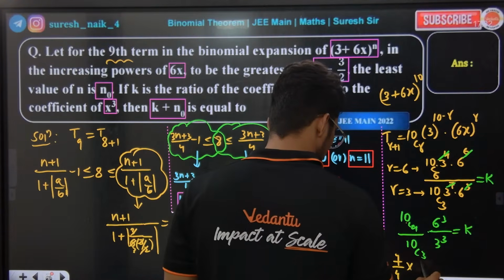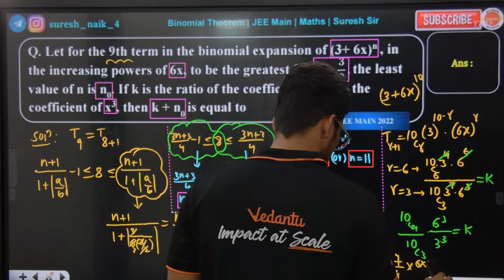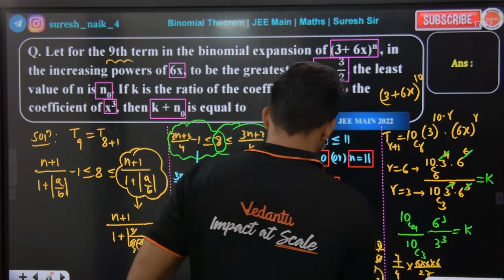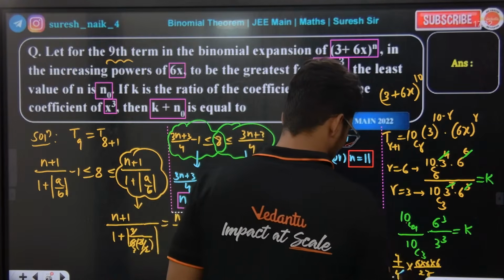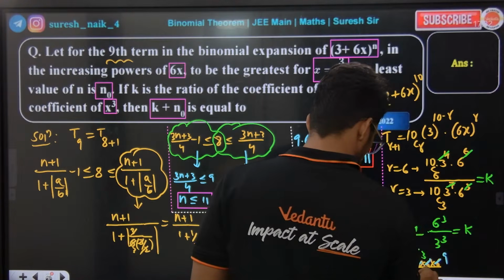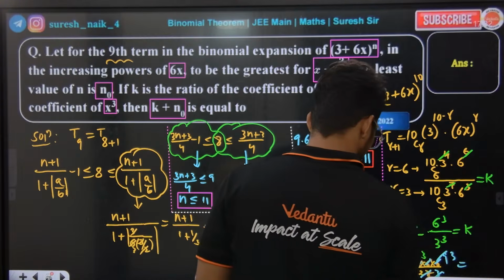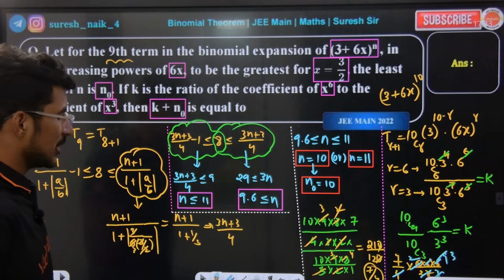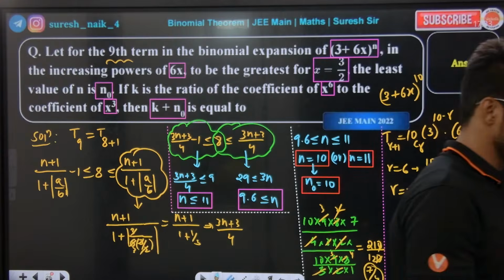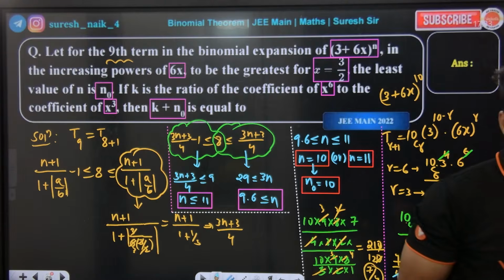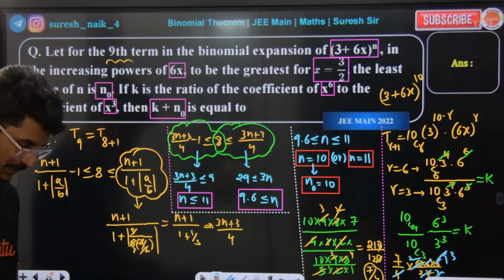And on simplifying this, 6 into 6 into 6 divided by 27. Correct? So what k value will you get? Tell me. Simplify the k value and look carefully. So 4 ones 4 nines, 3 twos 3 threes, 3 ones 3 threes. I'm getting k value as something, I made some calculation mistake. Can you check? Mention in the chat box, what is the answer you are getting here? Tell me, what is the value of k?